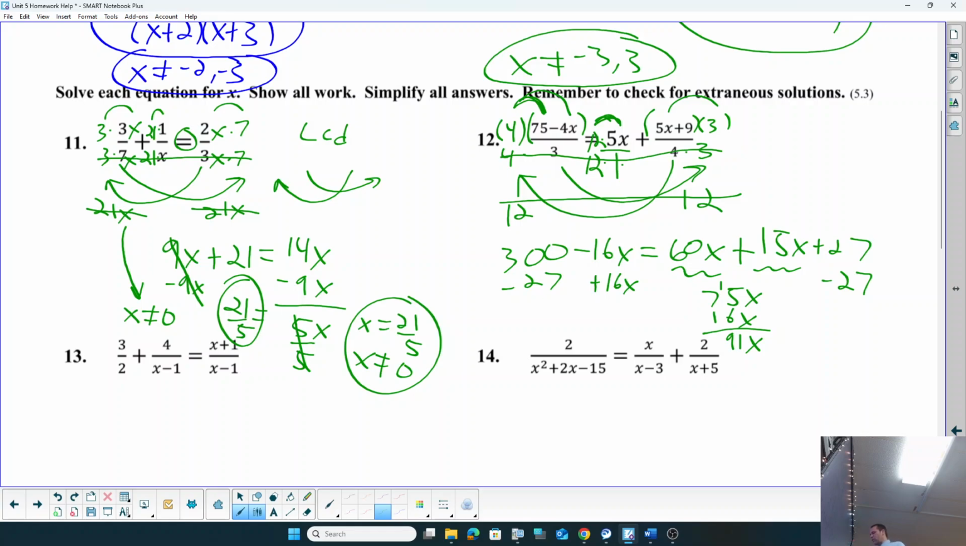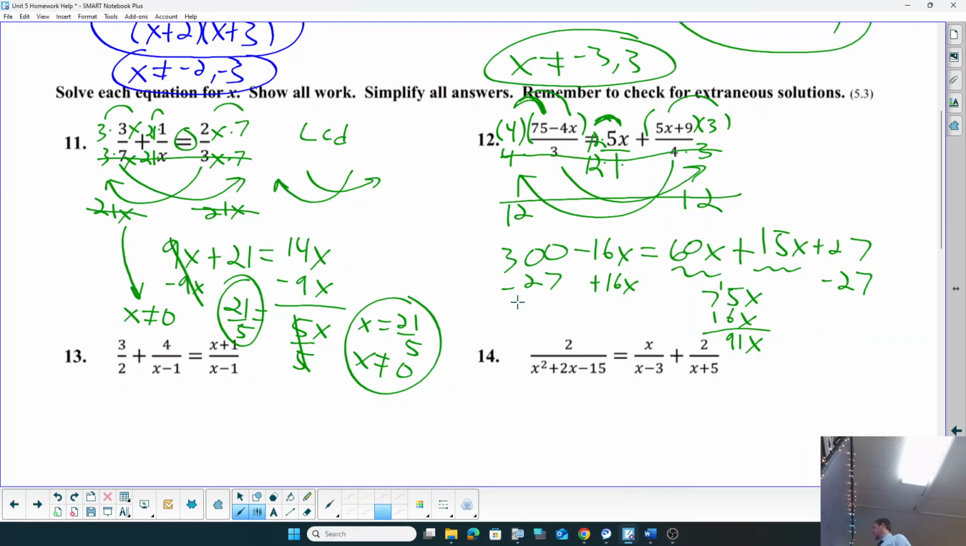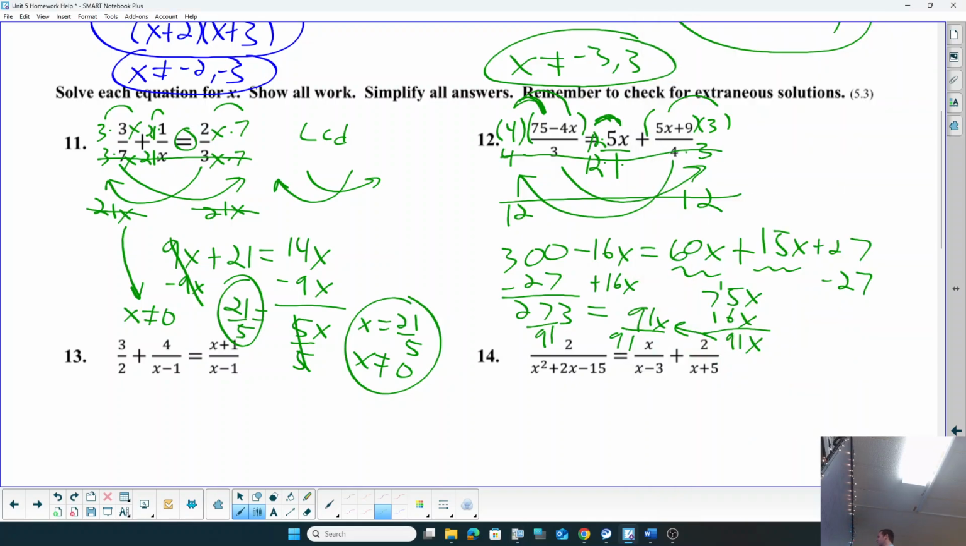So we get 300 minus 27, which is 273. So we get 273 is equal to 91x. And then we divide by 91. Hey, maybe it'll work. Let's see. So 273 divided by 91 is, whoa, it's just 3. The answer's 3. I like that answer. 3 is one of my favorite answers, just saying. So x equals 3.